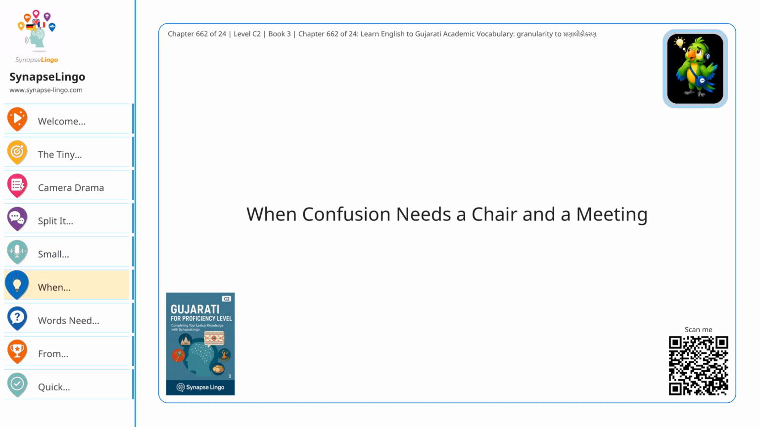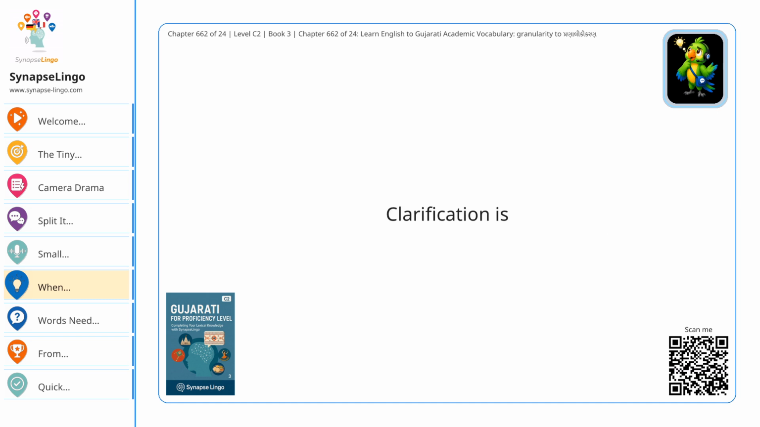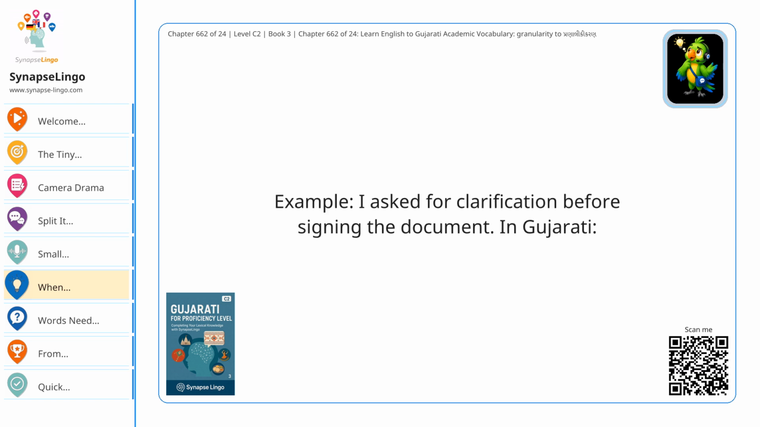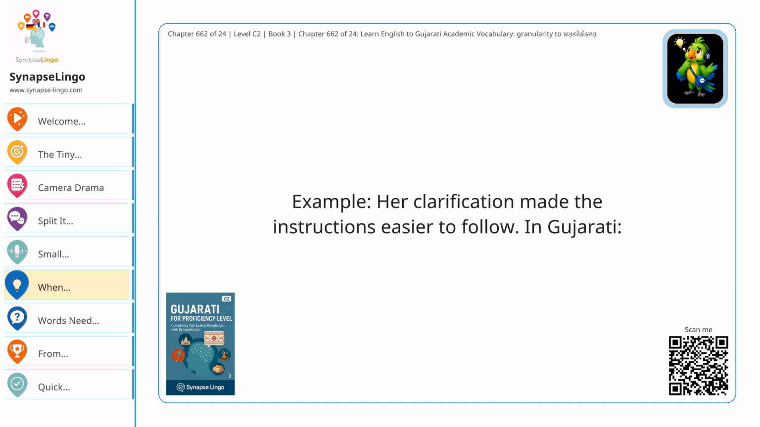When confusion needs a chair and a meeting. Sometimes the brain says, excuse me, what? That is when this next word arrives with a flashlight. Clarification is સ્પષ્ટતા. It means making something clearer. Example. I asked for clarification before signing the document. In Gujarati. દસ્તાવેજ પર સહી કરતા પહેલા મેં સ્પષ્ટતા માગી. Example. Her clarification made the instructions easier to follow.